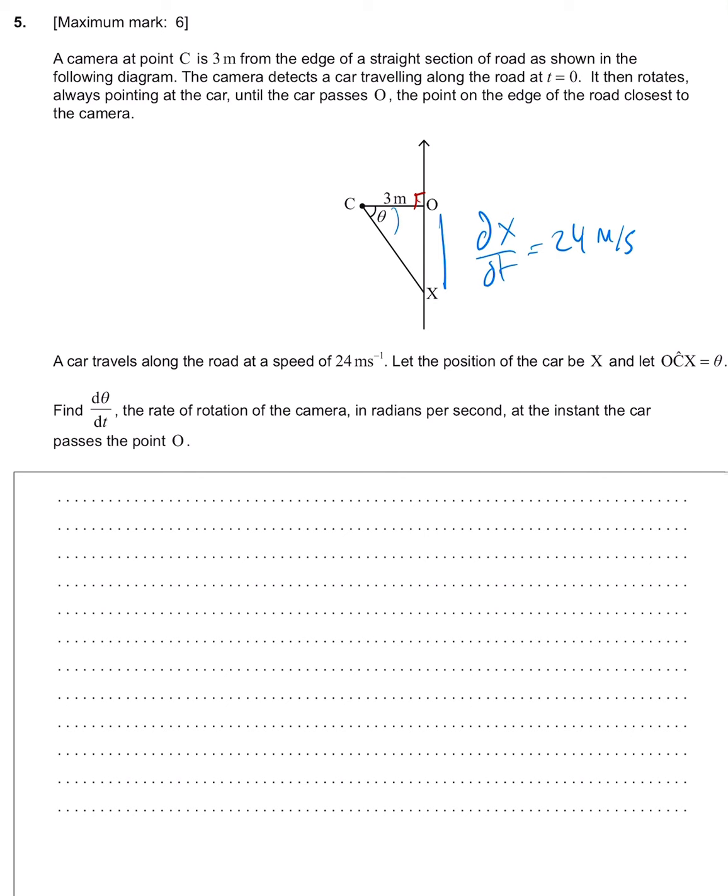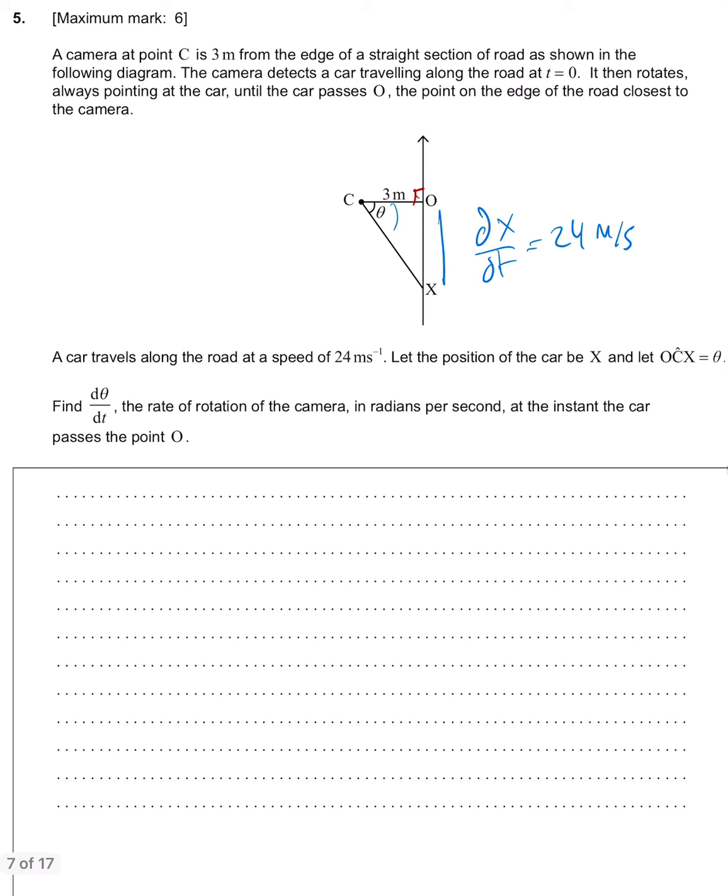Okay. Well, if we want to find d theta/dt, we're going to have to find some sort of ratio. Now, what do we have? The sine of this angle right here will equal the opposite over the hypotenuse, so that's not going to work. But the tangent of the angle right here will equal the opposite over the adjacent. Okay, so let's try that. Tangent of theta equals OX over 3.